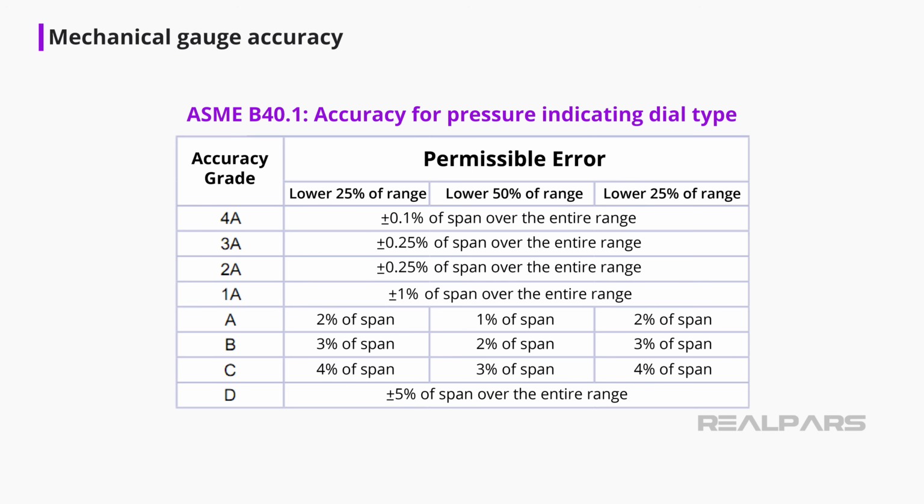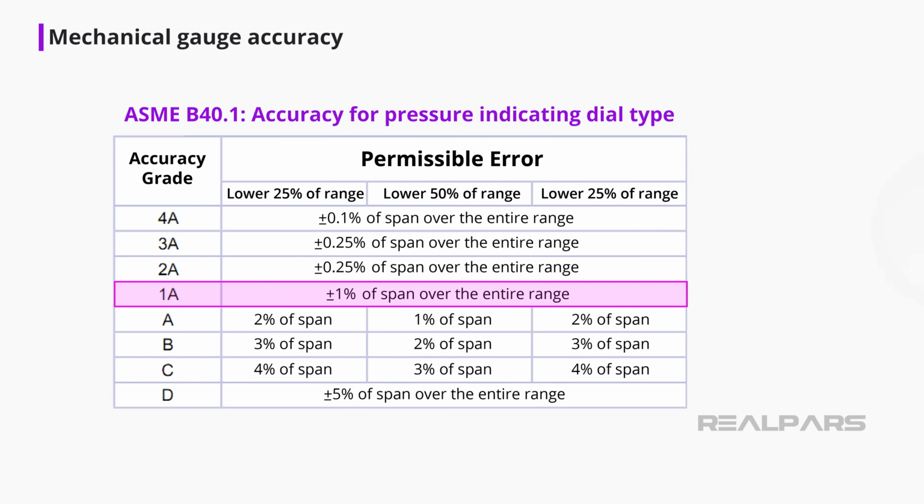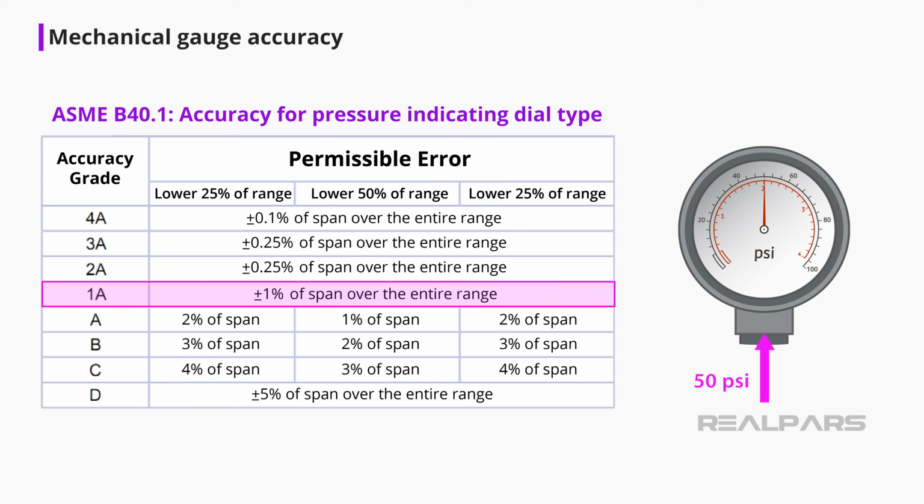For mechanical pressure gauges, accuracy is usually defined as a percentage of the entire span of the range. For example, a mechanical pressure gauge with a 1A accuracy grade has an accuracy of plus or minus 1%. With a reading of 50 psi on a 0 to 100 psi pressure gauge, the actual input pressure can be anywhere between 49 psi and 51 psi.